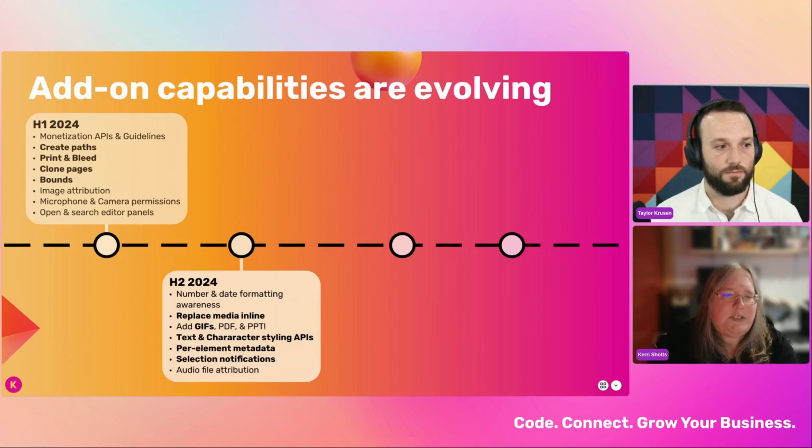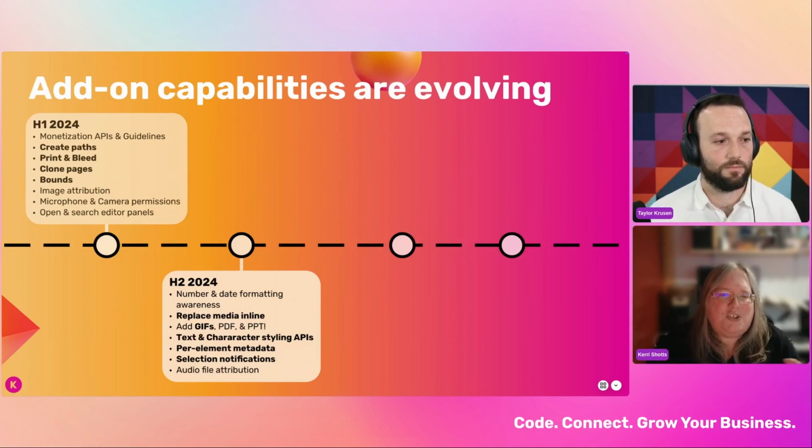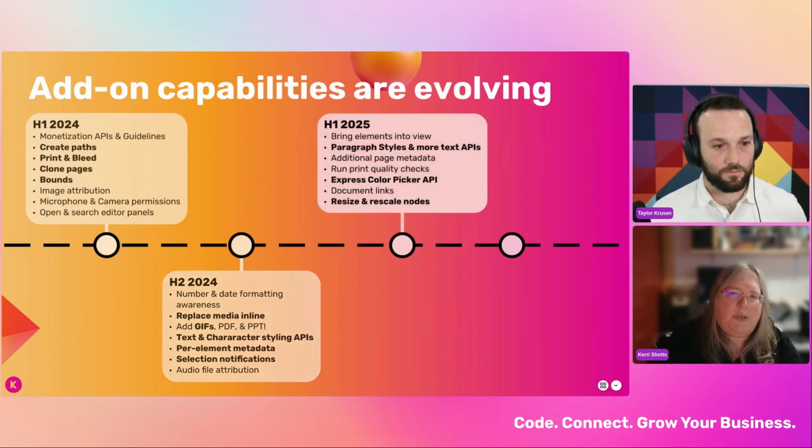The last half of H2 2024 was also the introduction of the first foray into text. And so you had the ability to apply some character styles like bold and italic and color, underline, and all of that, those interesting capabilities. And then we also rolled out experimentally the ability to do this work around per element metadata, where you can save data on individual elements in the document. And then when you get notified that the selection has changed, your add-on can react to all of that and present a unified, reactive, contextual experience. And this is not even the entire list of everything that we've been working on.